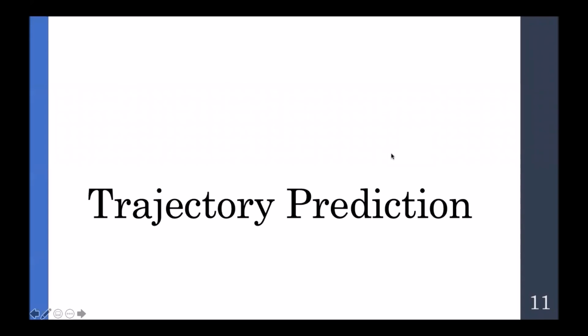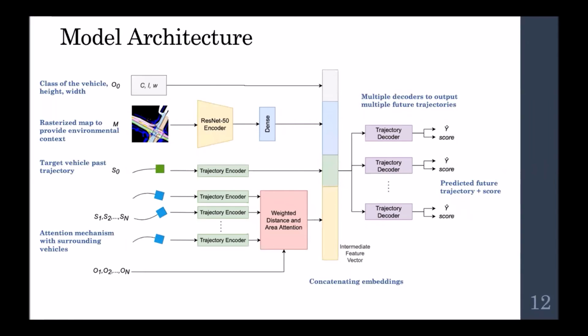Predicting future paths of vehicles and pedestrians is known as trajectory prediction. For that, we use several inputs. Rasterized maps are used to ensure the predicted paths are in alignment with drivable and non-drivable areas. Past trajectories of target and surrounding vehicles are also used. Multiple trajectory decoders output multiple future trajectories along with the scores. The trajectory with the highest score is the final output.